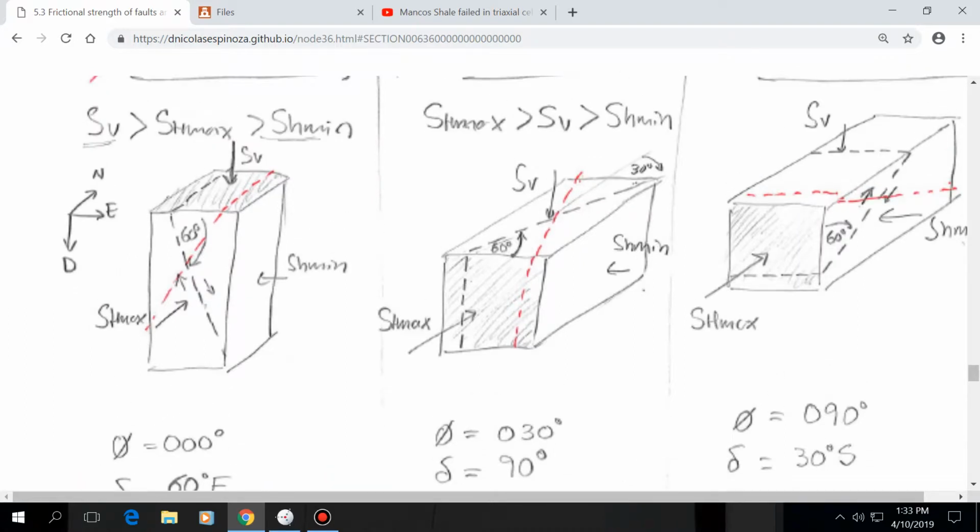Maybe it's not. Oh, don't be confused. This is not a friction angle. Okay? This is not a friction angle. This is just the strike. It happens to be 30. Right.